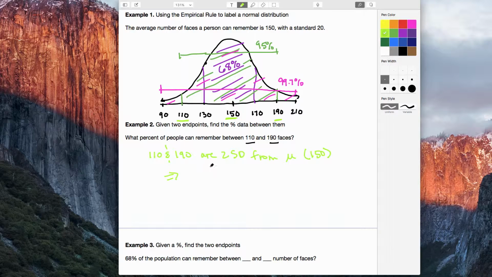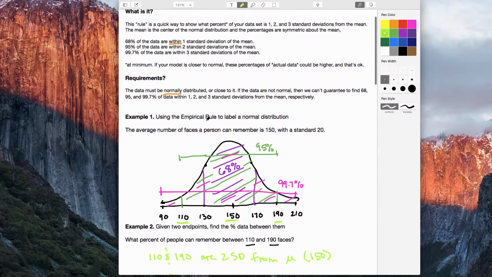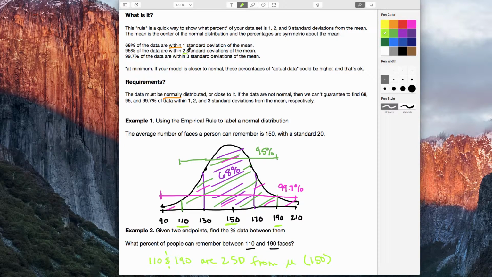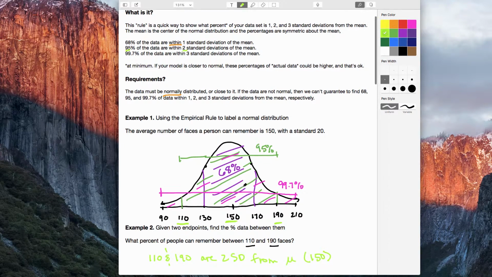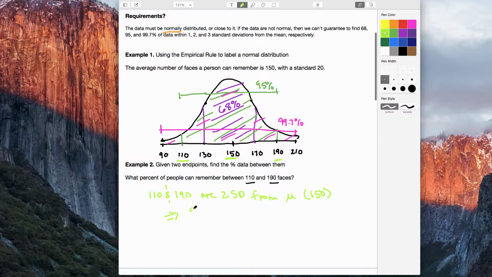So you're 2 standard deviations from the mean. Go back up, we could scroll up here. 2 standard deviations from the mean gets you 95% of your data. So what percent of people can remember between 110 and 190 faces? It's 95% of people. And there we go, that's our answer, 95%.